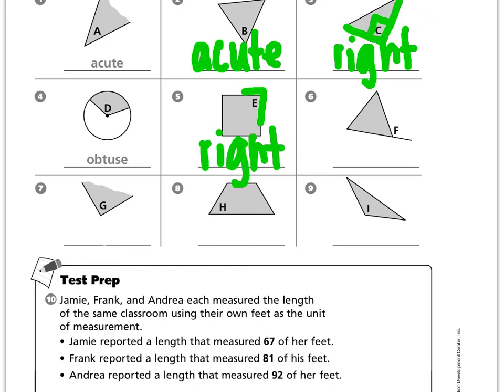Let's look at the triangle. Now, letter F is a little bit different. They want to know this angle right here. You can tell by looking at it that it's more than 90 degrees, which means it's obtuse.